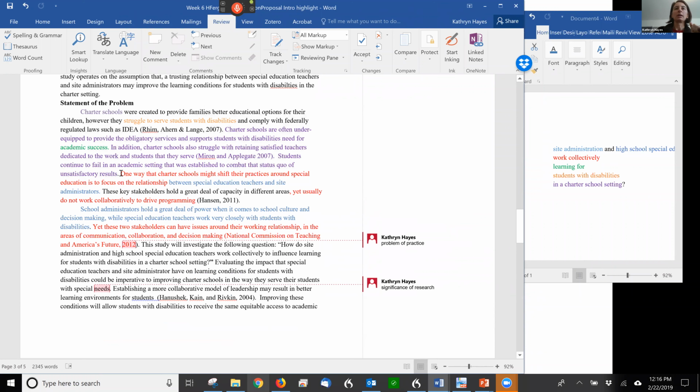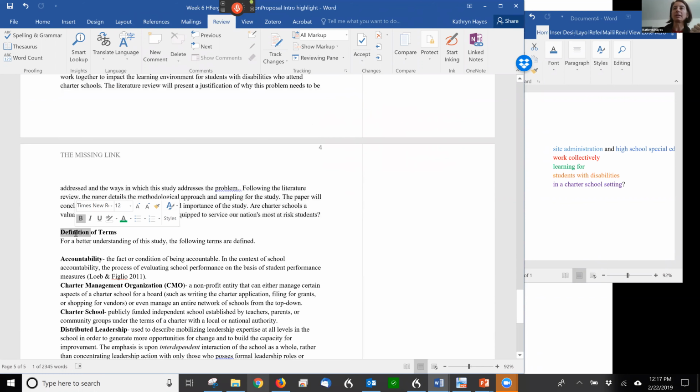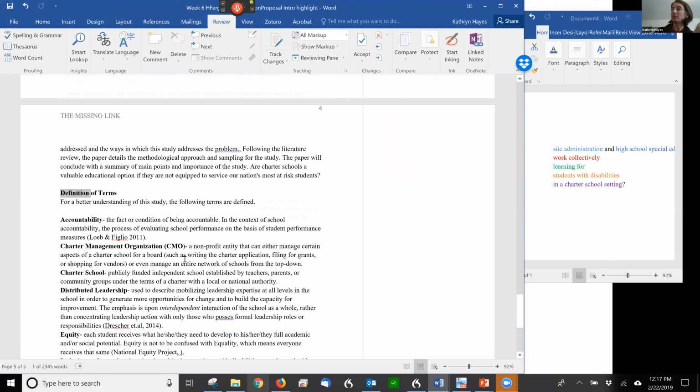And then finally, she has a paragraph talking about the rest of the paper. You don't need to have this in your pilot study introduction, but you need to have it in your introduction of your qualifying exam. So you could add it. Same with the definition of terms. You definitely do not need it for your pilot study, but you will need it for your dissertation proposal eventually. So if you want to start adding it, you can go for it. Okay, back to our slideshow here.